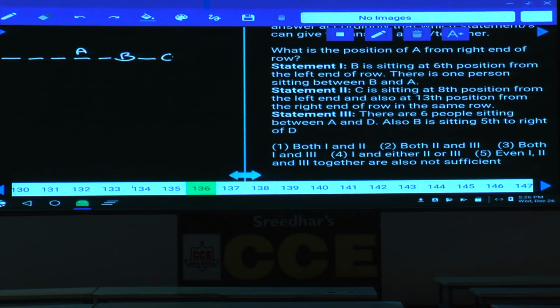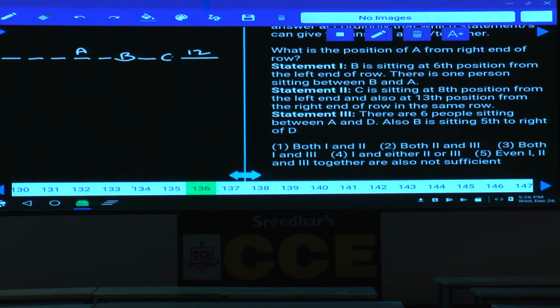C is seated 8th from the left end of the row and also 13th from the right end of the row. As C is 13th from the right end of the row, there are 12 persons. Then tell me whether we are able to determine the position of A or not. Are we getting the answer or not? Yes, we are getting the answer. 13, 14, 15, 16, 17. A's position is 17th.